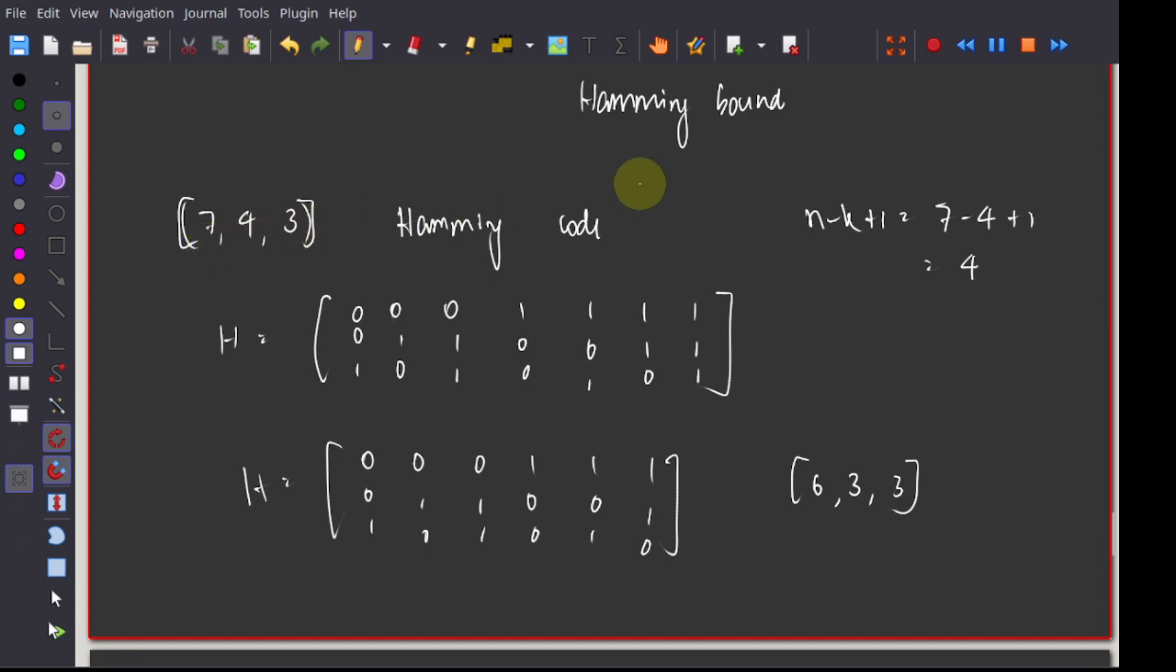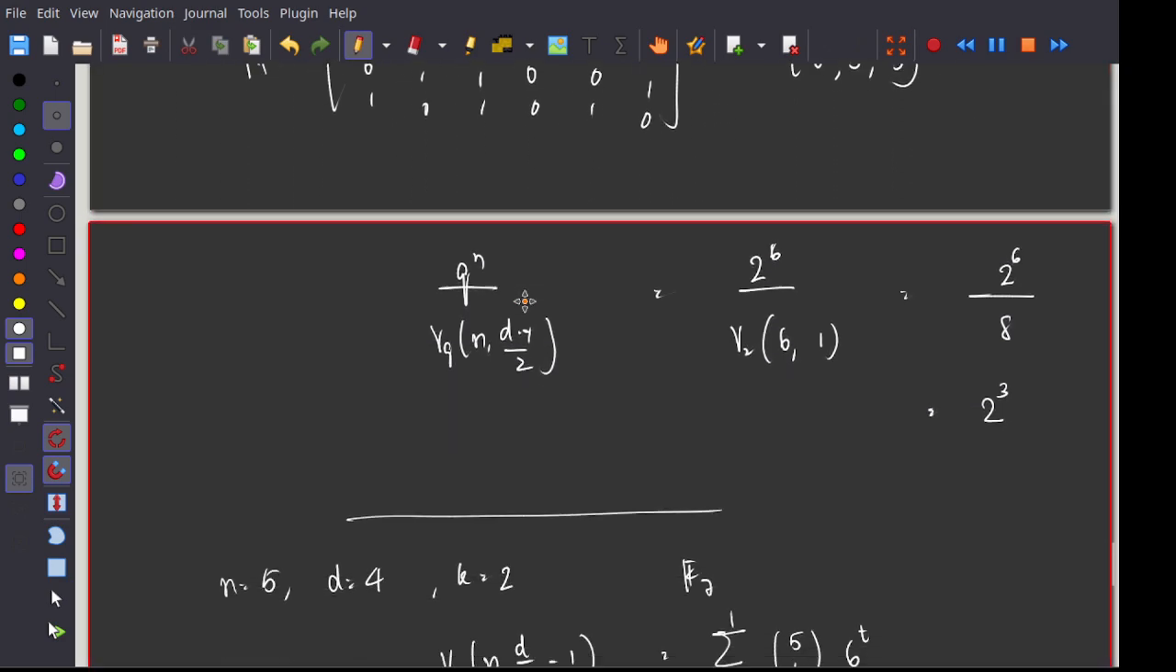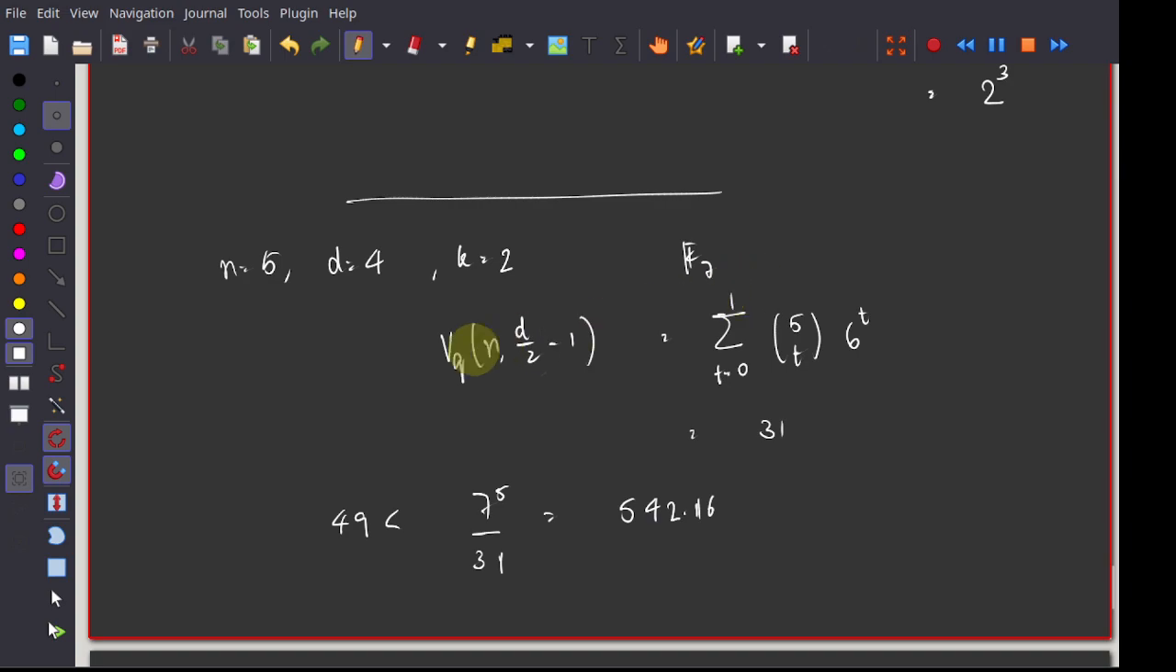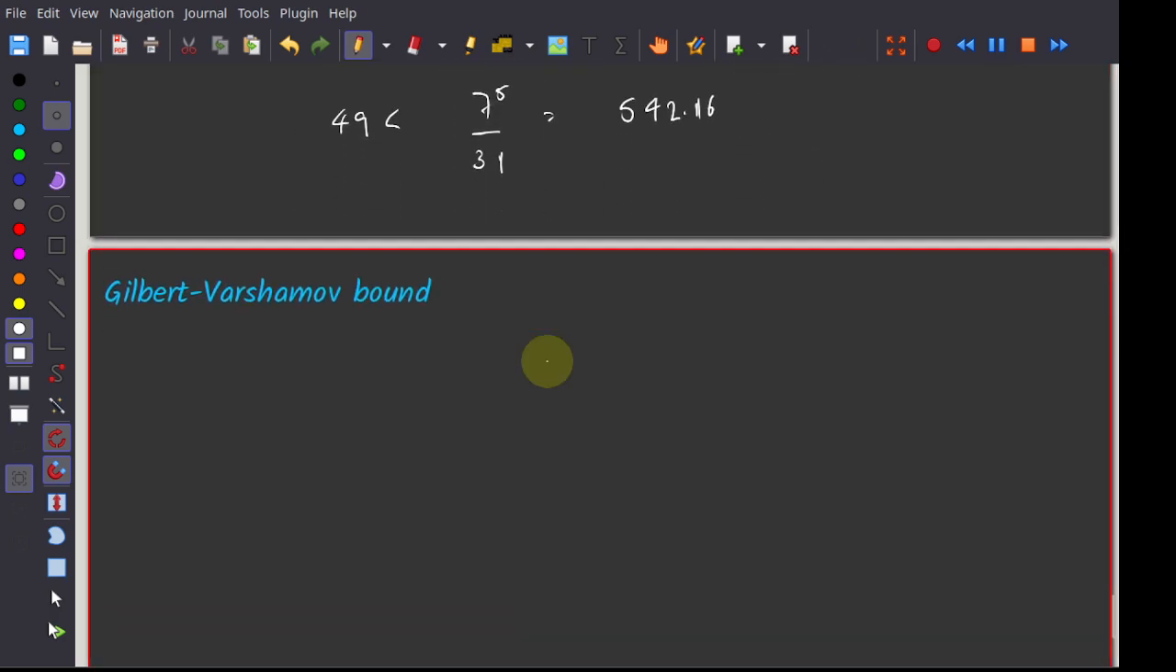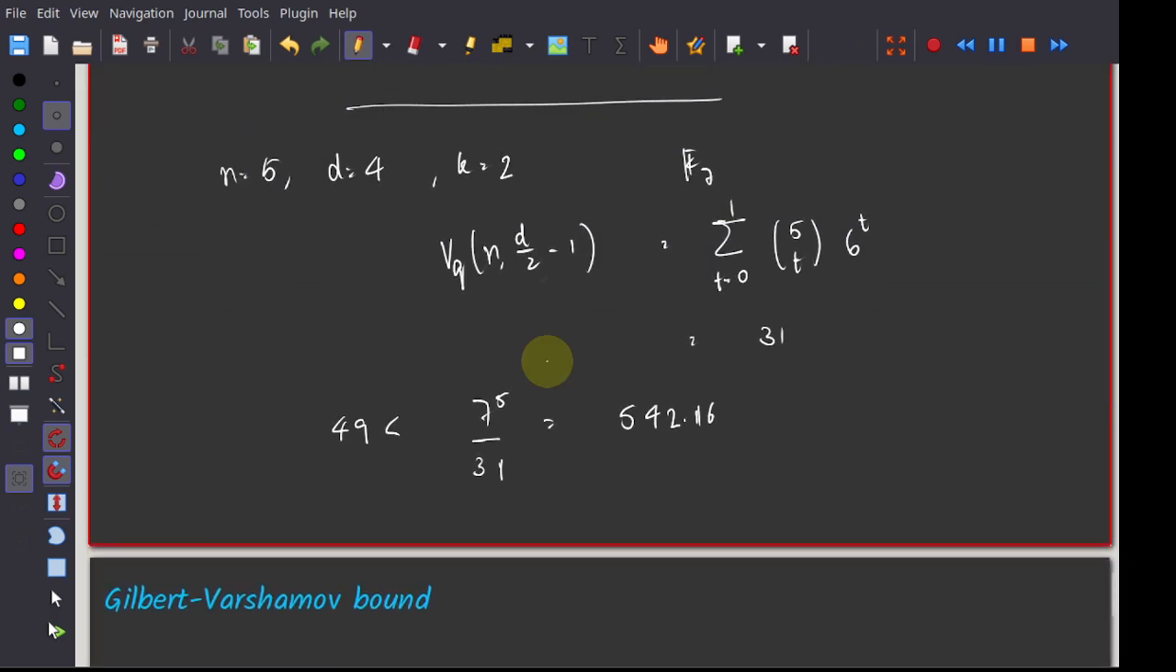So for F2, n equal to 7 and k equal to 4, the Hamming bound is better than the Singleton bound. But on the other hand, for field size 7, n equal to 5 and k equal to 2, the Singleton bound is better. So for a given n and k, it's possible that one bound is better than the other, but there's no one single bound which uniformly beats the other bound for all n and k. So in certain regimes, for certain parameters, some bounds are tighter. So there's no one bound which is greater than or less than the other bound.